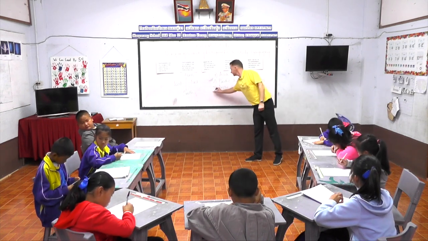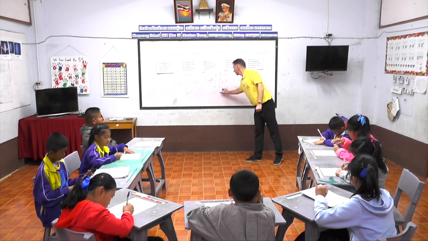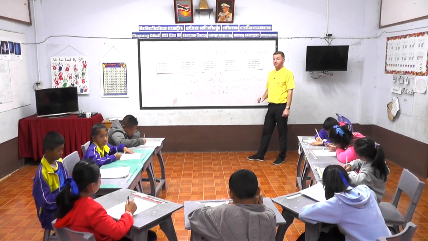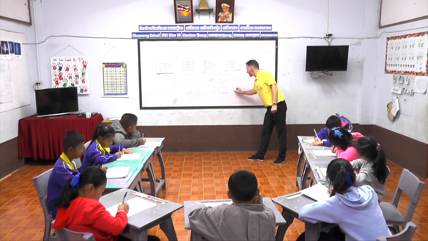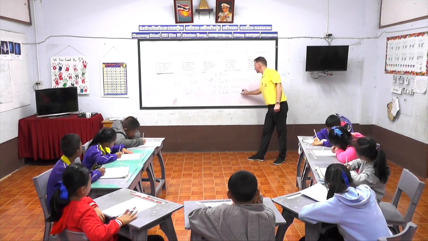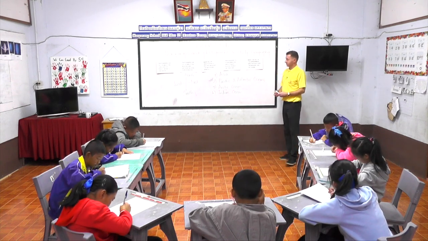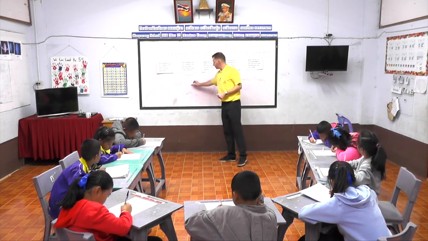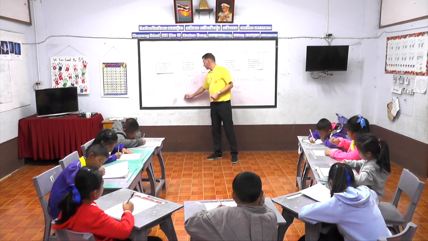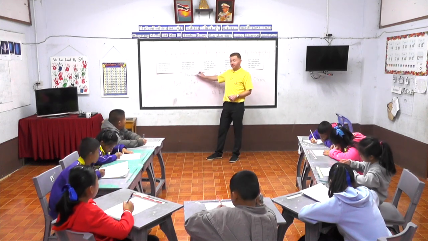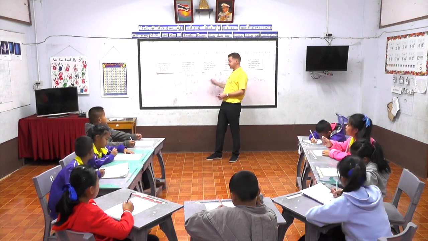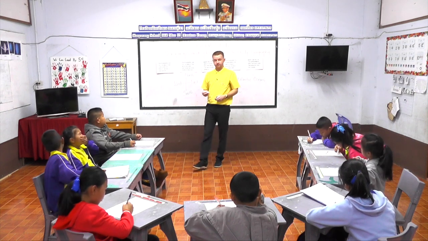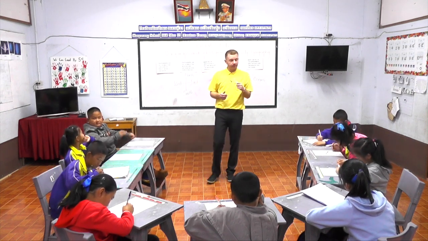Indian. India is the continent. So the ocean, Indian Ocean. So get used to using the directions. North is above. East is to the right. South is below. And west is to the left. By using the key.